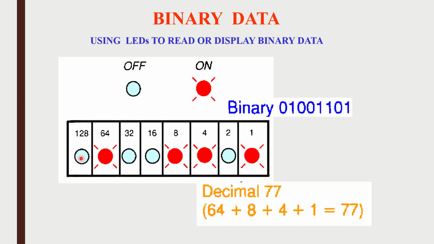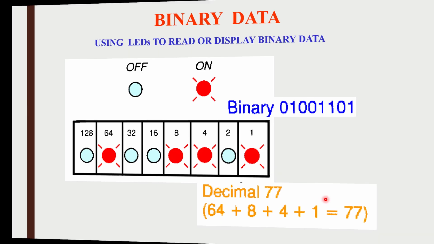Are there any 128s? No. Are there any 64s? Yes. So there is a 64, and I put it right there. Are there any 32s? No. Any 16s? No. Is there an 8? Yes. So I add that 8 to the 64, and I'm going to add 4 to what I have. I'm not going to add any 2s because there's none there, right? And I'm going to add 1, and add these together. This quantity represented in binary here would be translated to our decimal 77.